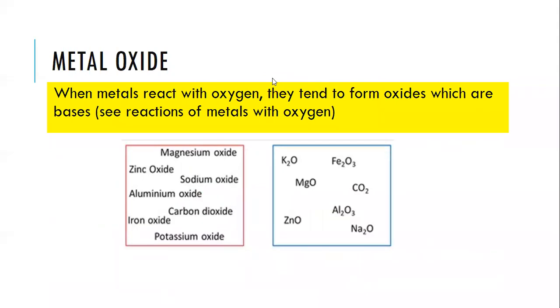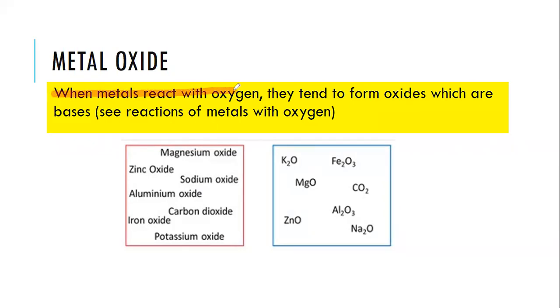Now I'm going to talk one by one about what we need to know about this reaction. Before we talk about the reaction between acids and bases, acids and metal oxides, in this case, the metal oxide is the base. And then we need to know what a metal oxide is and where it comes from. Okay, let's look at that.